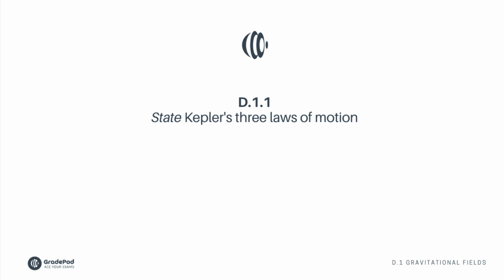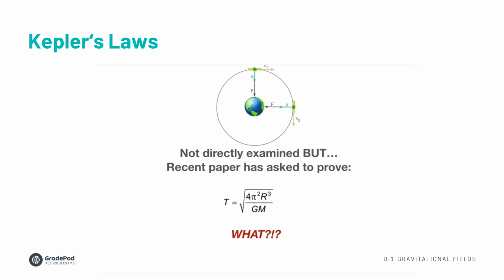However, it can get more complicated. Follow me now. A recent exam paper has delved into Kepler's law, but the paper asked you to prove T is equal to the square root of 4 pi squared r cubed over GM. What? I'd understand it if you totally panicked at that stage. But the clue was they were looking at orbits. And actually, the question is pretty simple.